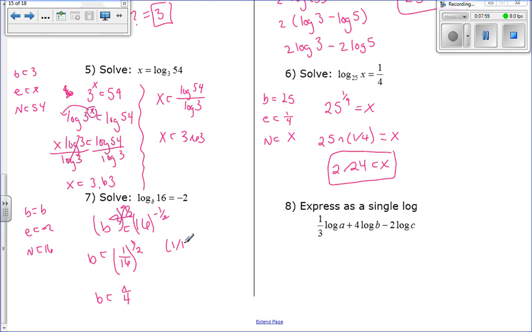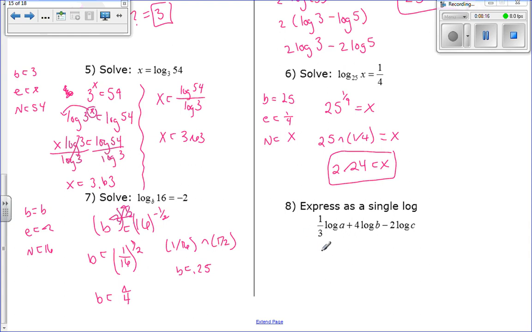1 divided by 16, make sure you put parentheses around 1/16. Caret, make sure you put parentheses around your fraction. Okay. And then if you do that, you would get 0.25, which you could turn into a fraction.